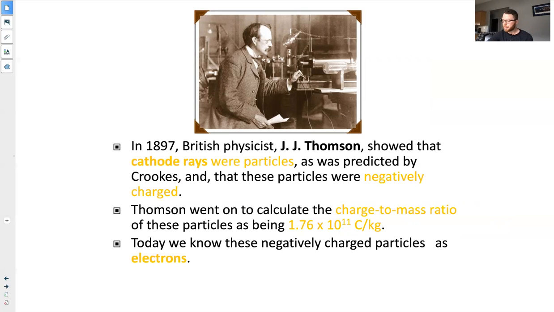So from these experiments, he was able to calculate the charge to mass ratio, the q/m ratio, of these unknown particles to be 1.76 times 10 to the 11 coulombs per kilogram. And today, we know these negatively charged particles as electrons.